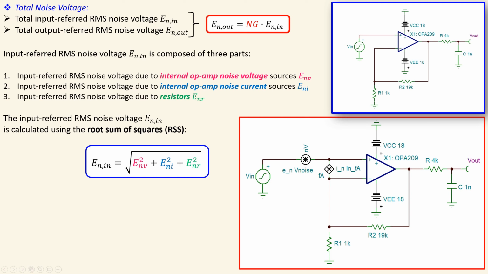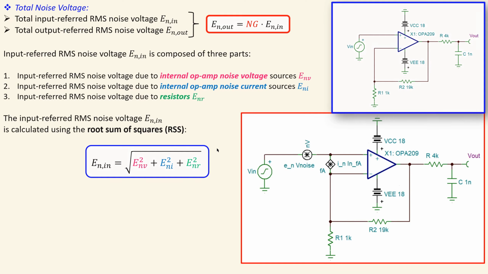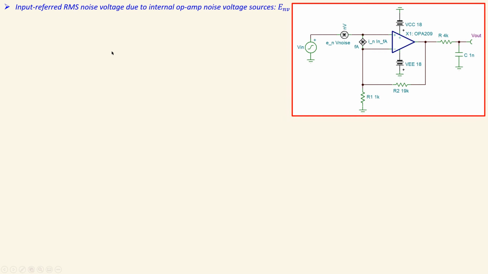So we'll now look at each part here to determine what the value of that is. So let's then look at the first one, which is the input referred RMS noise voltage due to the internal op amp noise voltage sources, which is then of course just looking at this one.